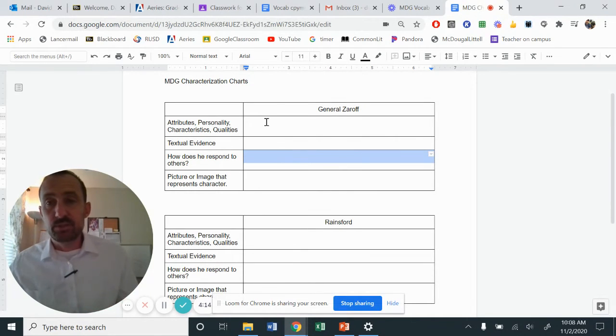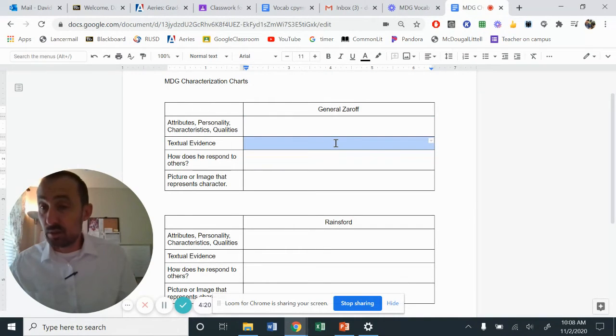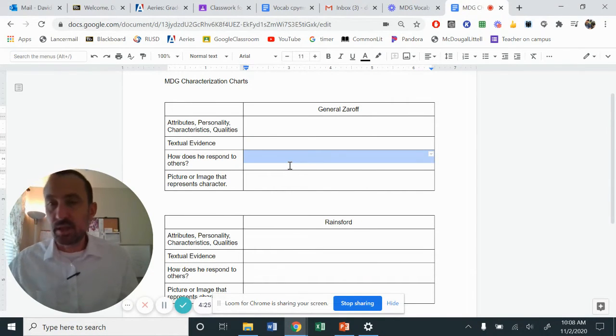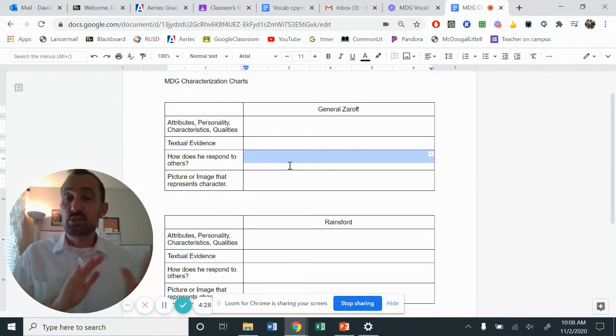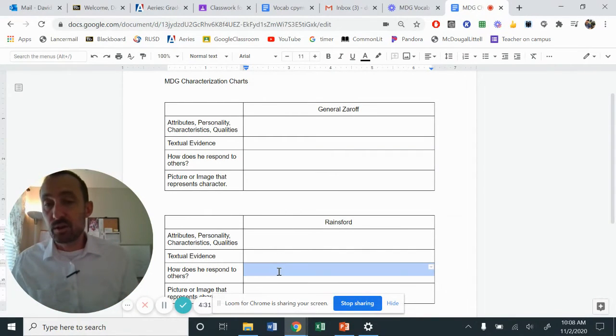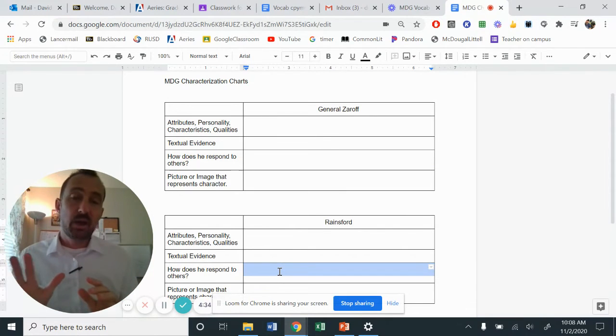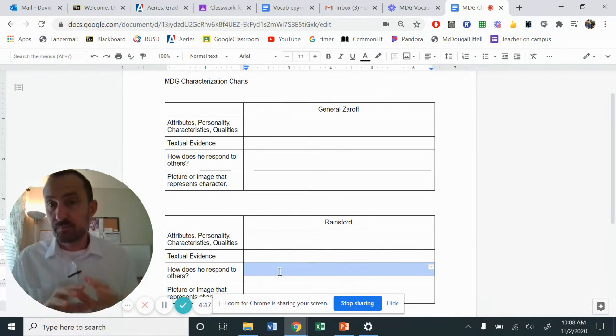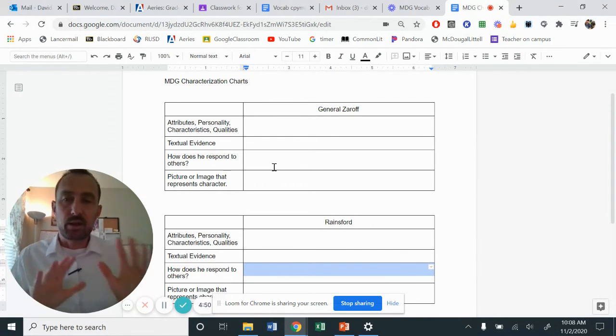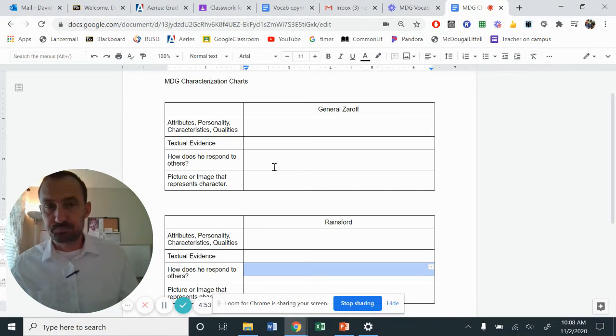So take a moment and go ahead and put your thoughts down here. Again, you can pause where you need to, but you've got your attributes, the qualities, the characteristics of General Zaroff here. You've got textual evidence to connect back with it. And then how does he respond to others? This might be multifaceted because it changes. Just like down here for Ransford, it will probably change because when he first arrives on the island, he responds one way. And then towards the end, when he's being hunted, he is suddenly acting obviously different. So you might need to make that distinction in that response.